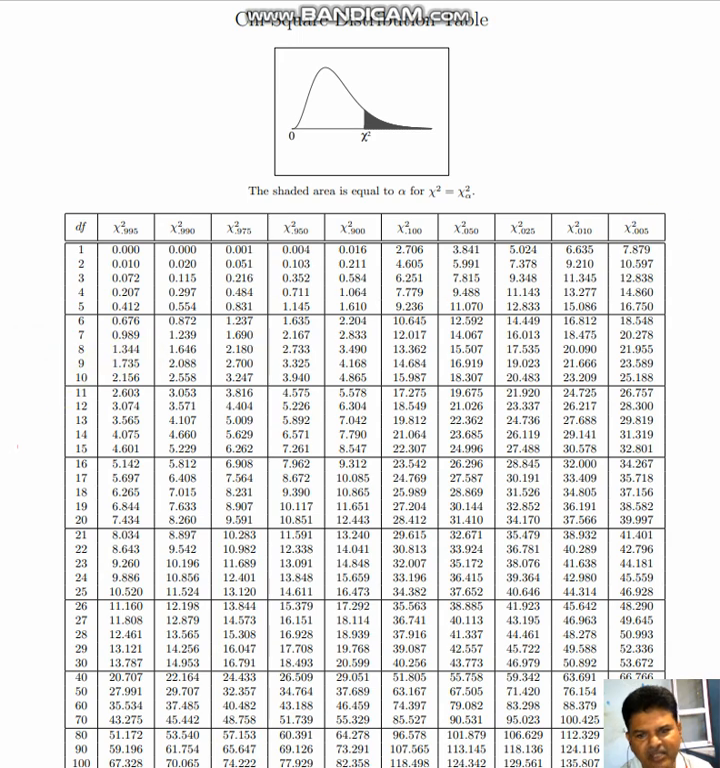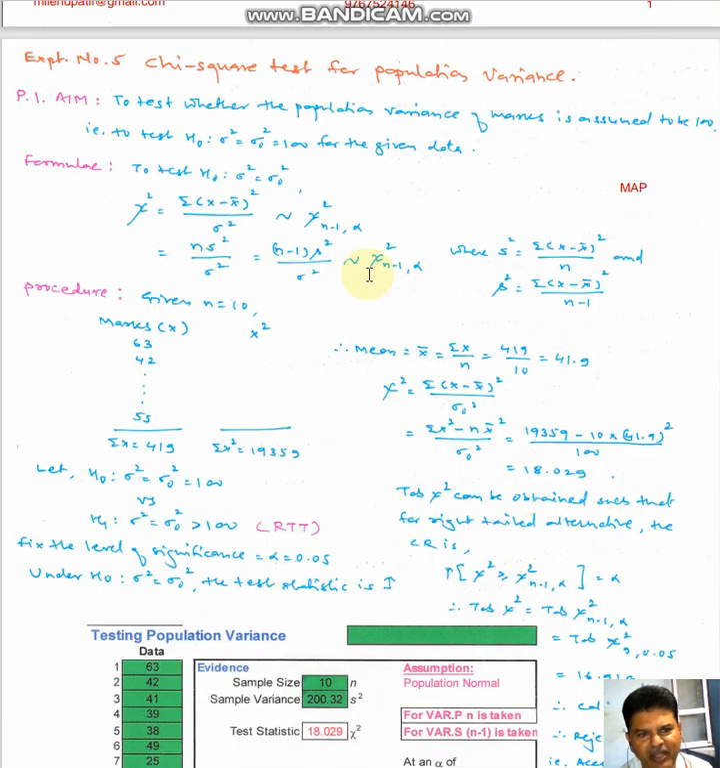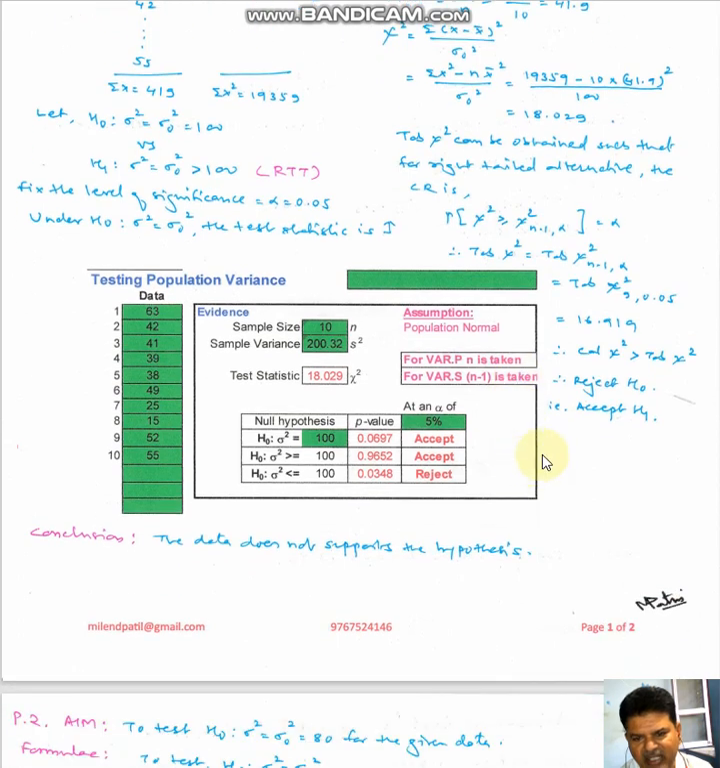So once I know this value, I compare it with the table value. See, calculated chi-square is 18 point something, and table chi-square is 16 point something. Therefore, calculated chi-square is greater than table chi-square. Hence, we reject H naught. Reject H naught means we have to accept the alternative hypothesis. And what is the alternative hypothesis? The data does not support the hypothesis. So this is our example number 1.